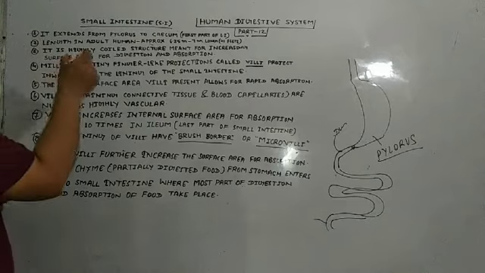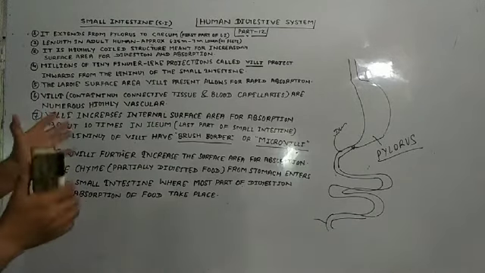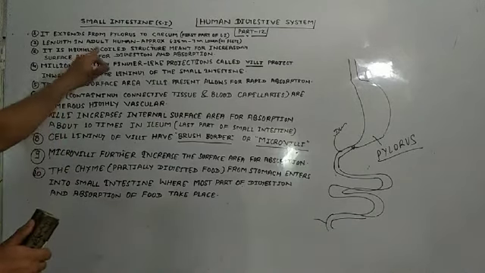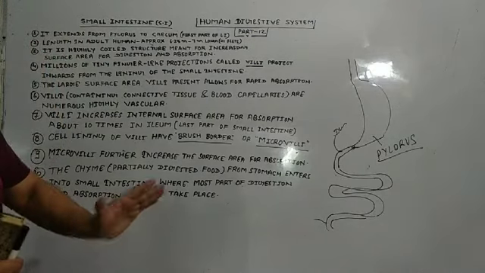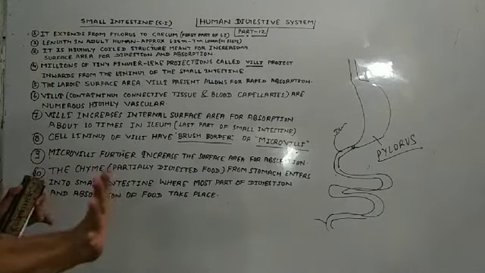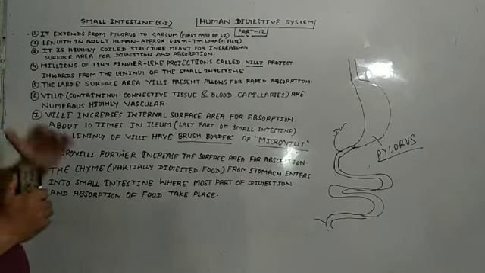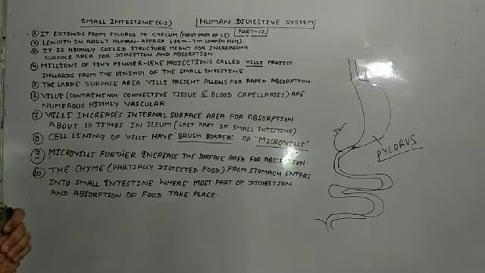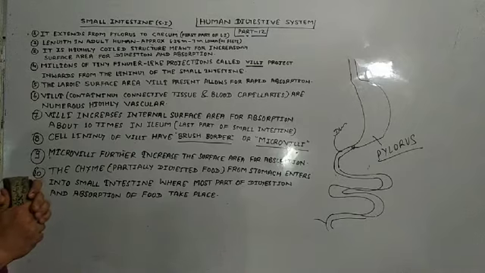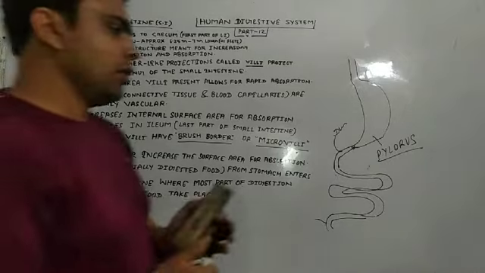So students, that is the reason why it is present in a coiled structure, in a coiled manner. Clear, students? Must know. Come to the next point, point number 4. Millions of tiny finger-like projections called villi project inwards from the lining of the small intestine.